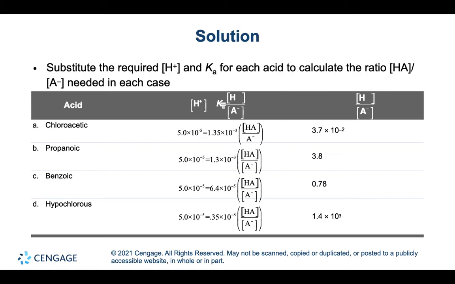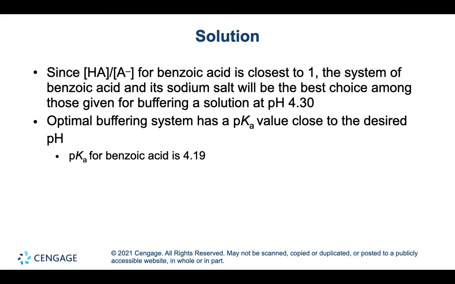Otherwise, we would have to have a ratio of like 4 to 1 for propanoic acid, or 3.7 times 10 to the minus 2 for chloroacetic. See, our best buffer is when the ratio of A minus and HA is close to 1, and that would be for the benzoic acid. So benzoic acid is our choice, even though the optimal buffering pH for benzoic acid would be 4.19. It would still be a reasonable buffer with an approximate HA to A minus ratio of 1 if you altered its pH to 4.30.